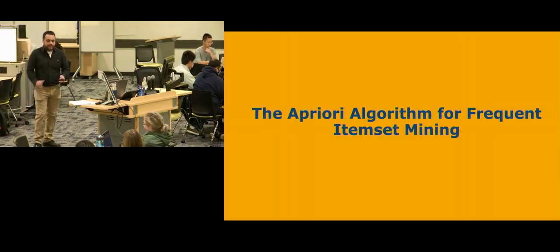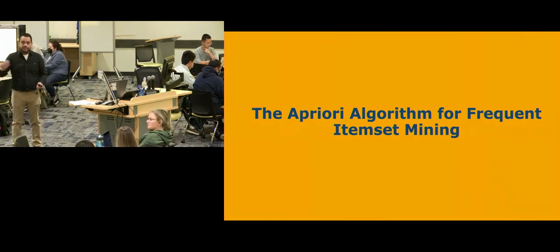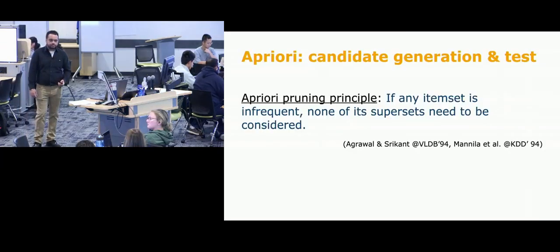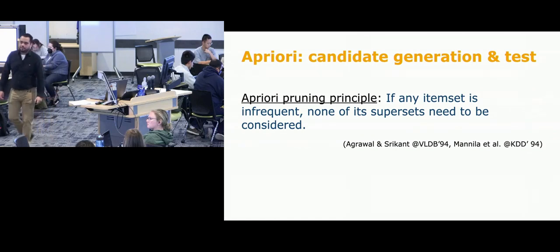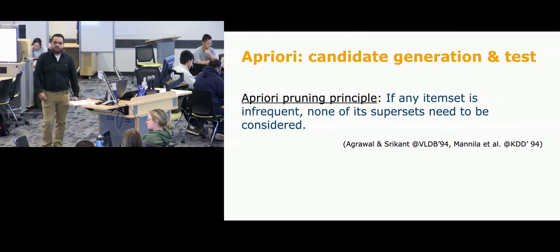Okay? So now, what does this imply? This has implications for a very, very popular algorithm for frequent item set mining called the a priori algorithm. As I said, this algorithm was developed about 30 years ago, but it's still very popular. It's based on a simple principle: if any item set is infrequent, none of its supersets need to be considered.